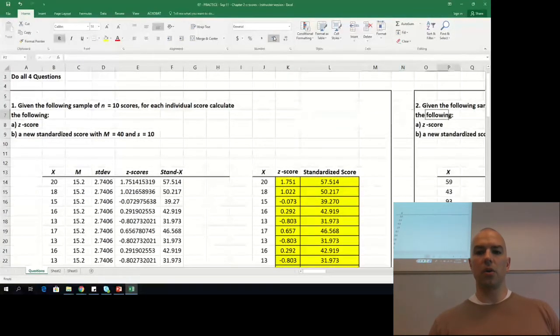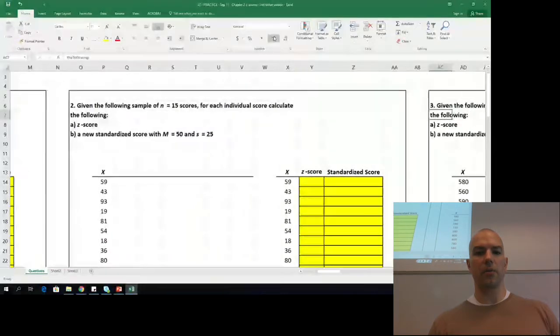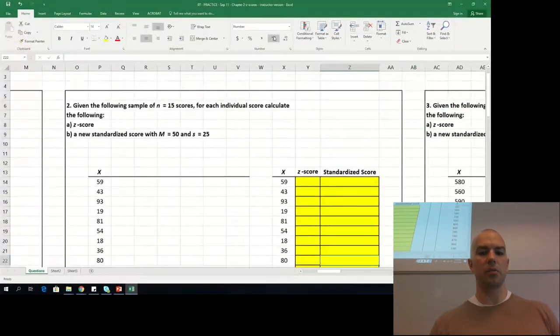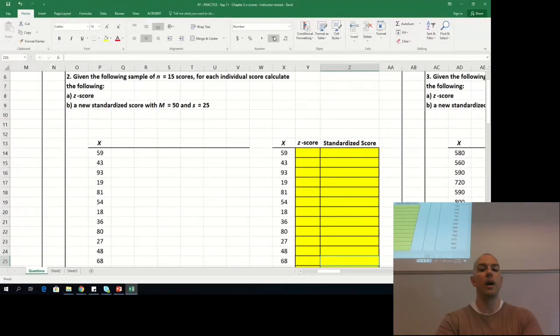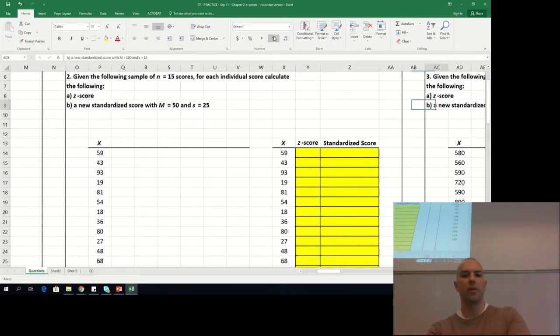All right, so I'm going to wrap up this class in just a moment, but there are more of these practice problems. So once again, calculating a z-score from a set of scores, and then calculating that new standardized score. So you've got 4 more of those.